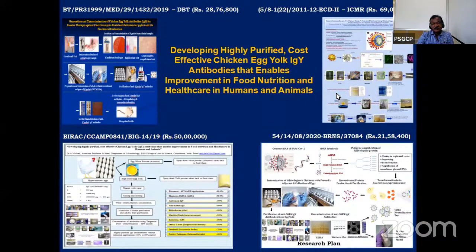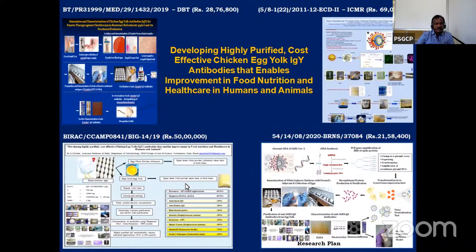Another one is rotavirus. We have raised antibodies against rotavirus, as an alternative to ELISA. Using a biosensor method, we want to detect this virus from the fecal sample, so that children who are suffering with infection can be treated with antibodies. That's the idea. Finally, we have come to highly purified antibodies.